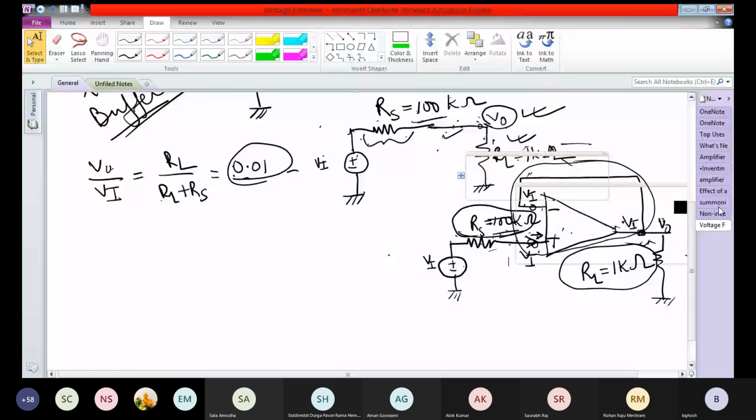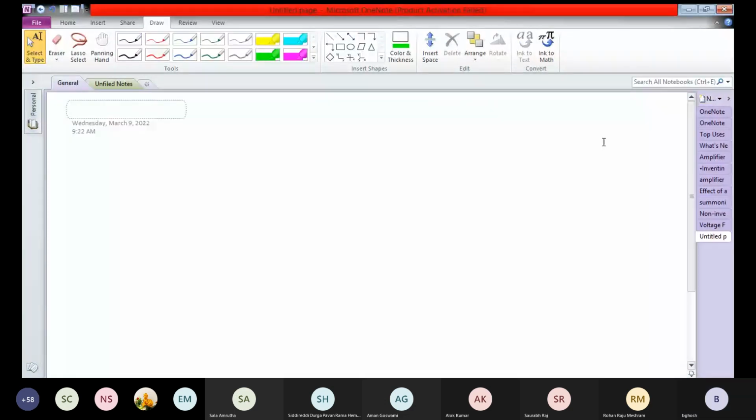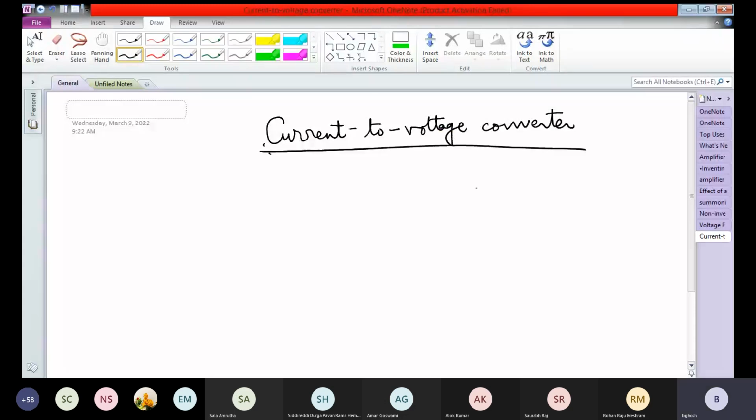Okay. So the next circuit we will discuss is the current to voltage converter. That is, we want an output voltage which is proportional to the input current. We will need this for many applications.